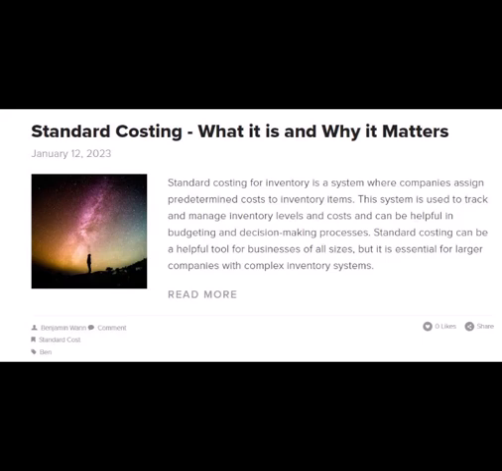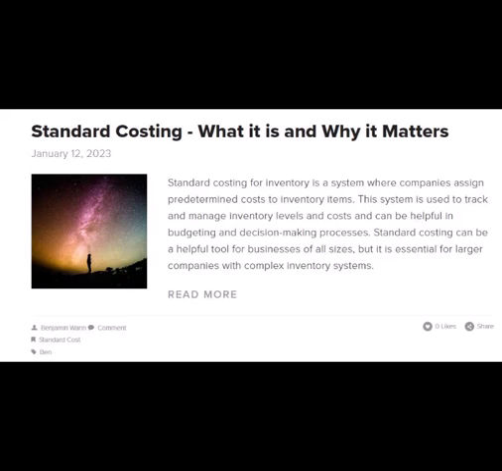3. Standard costing is essential to help a company achieve its financial goals. By setting and adhering to standard costs, a company can more accurately budget for its expenses and track its performance against these costs. This, in turn, can help the company make better decisions about where to allocate its resources and how to improve its efficiency.